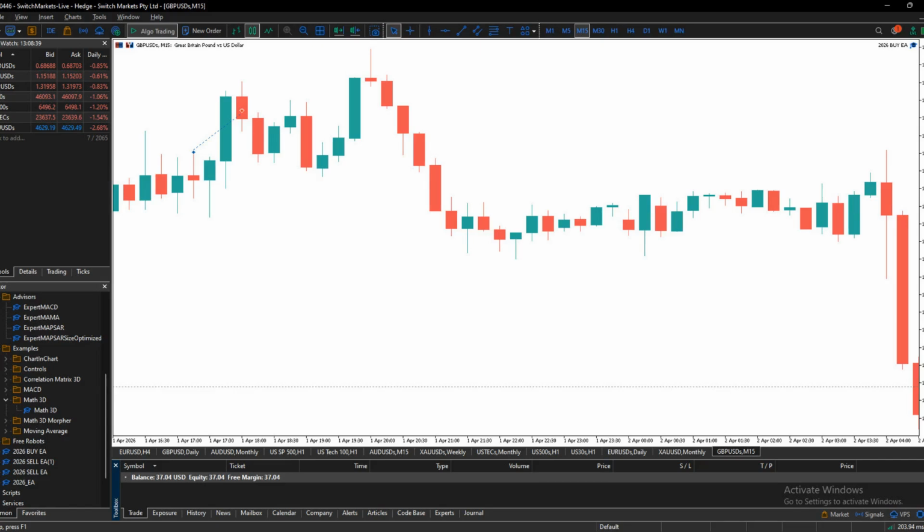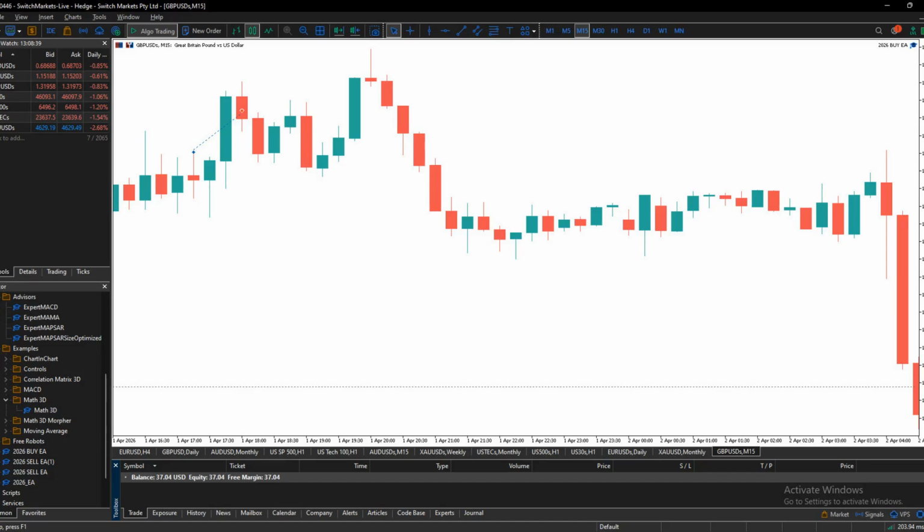Price hits that supply zone, and that's where institutions start selling. The market then shifts and moves aggressively to the downside. So while many traders would keep holding the buy, get greedy, and give back profits, I was already out because I respected supply. That's the difference.